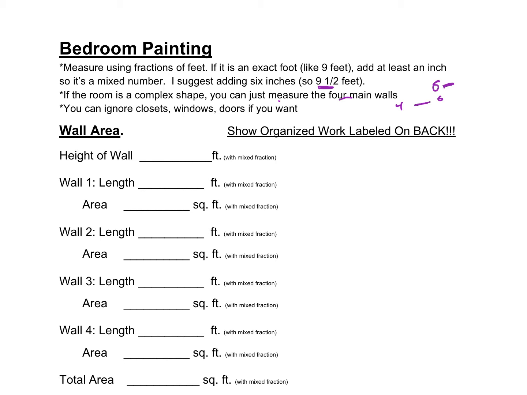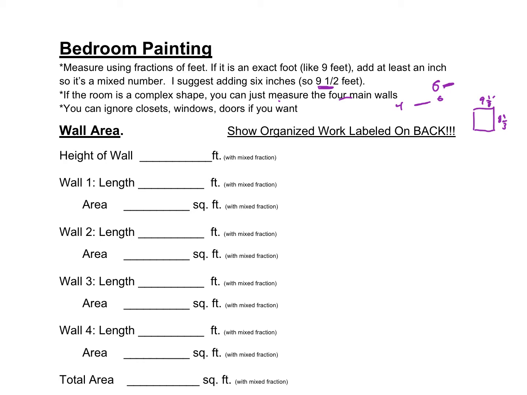You can ignore closets, windows, doors if you want. If you want to make it more complex, that's fine. You'll just have to explain that to me. Okay, so let's say we've got the square bedroom. It is 8 feet by 9.5 feet, we'll say. So we can't just use 8 feet. Let's say 8 feet 4 inches, so that's 8 1/3 feet.